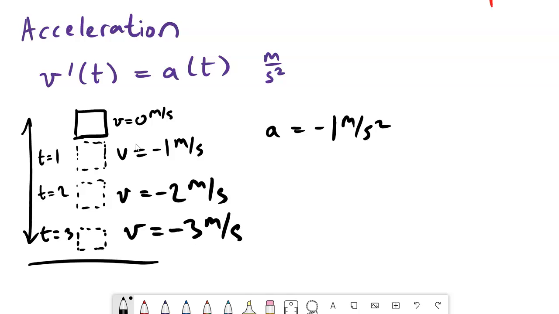What I'm trying to get at here is that the acceleration measures how much the velocity is changing every second. That's why it's per second. A way to keep this in mind is, instead of saying meters per second squared, you can say meters per second every second. So it's changing 1 meter per second every second. I'll say it again: every second, the velocity is changing by 1 meter per second. So at t equals 5, it should be at -5.